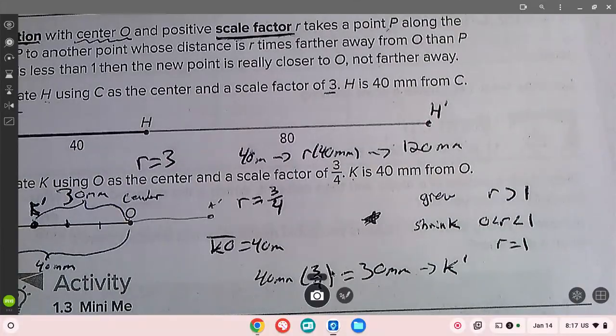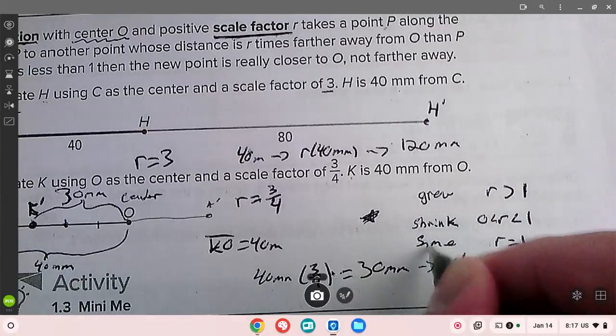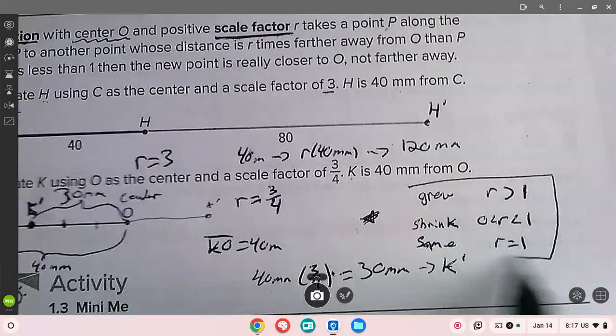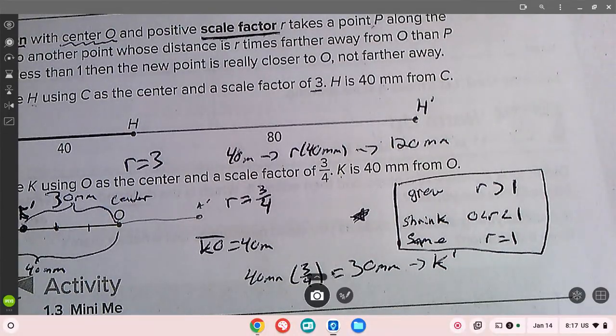What do you guys think will happen if R is equal to 1? It wouldn't move. It'd be exactly the same, because you're multiplying by one. Awesome. Yes. So these are our little shortcuts if you need them. If R is greater than 1, we grow. If R is less than 1 but greater than 0, it shrinks. But if R is equal to 1, it stays the same.